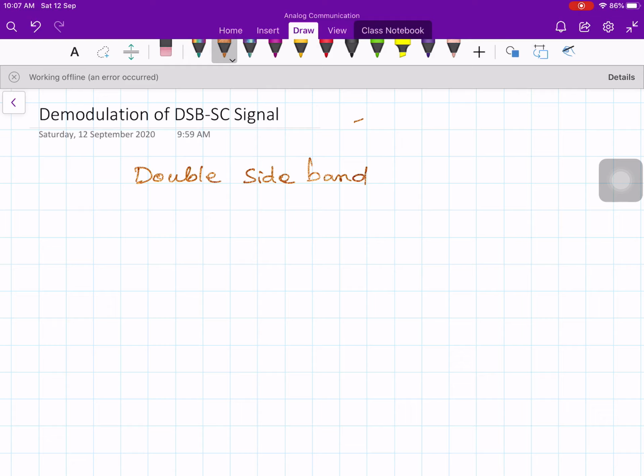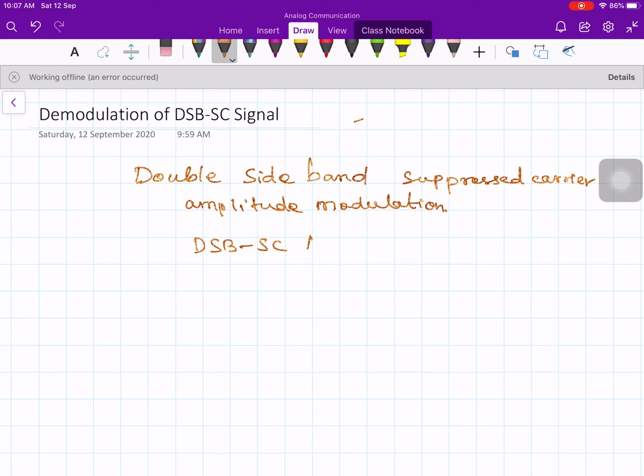with suppressed carrier amplitude modulation. Okay, so this in short we call DSB-SC AM modulation.